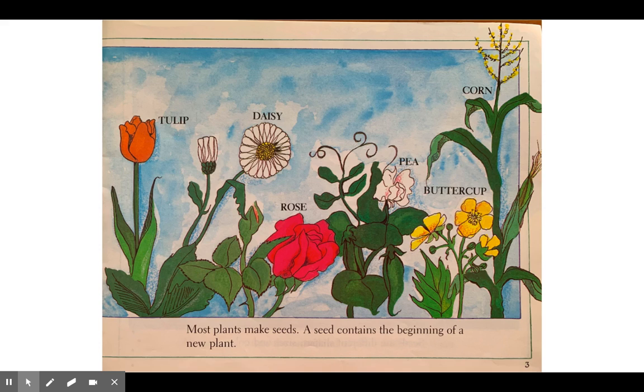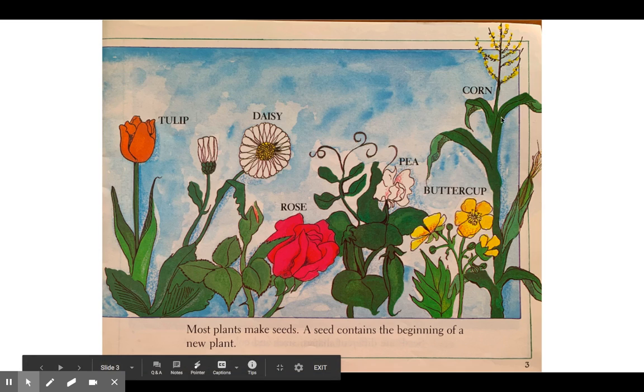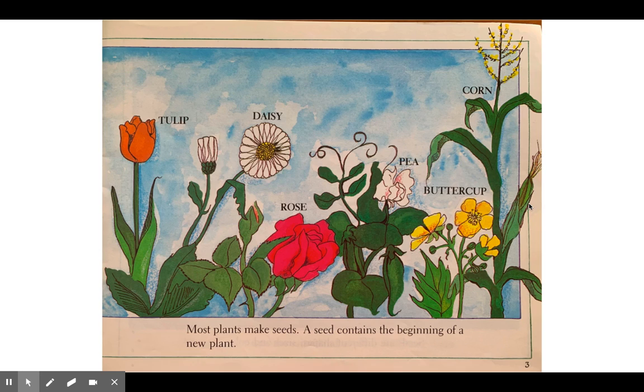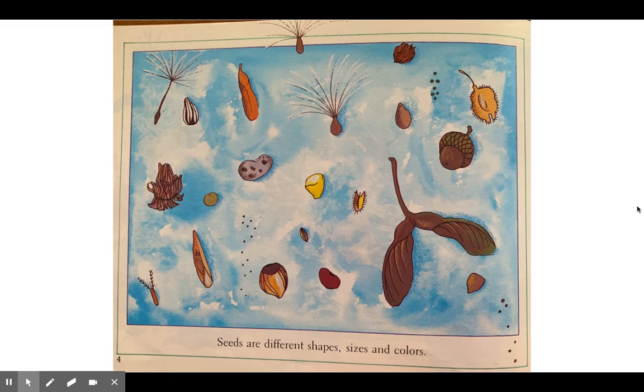Most plants make seeds. A seed contains the beginning of a new plant. Oh, and you can see lots of different plants here. I see mostly flowers, but I also see some peas that we can eat, some corn with an ear of corn growing that we can also eat. Seeds are different shapes, sizes, and colors.